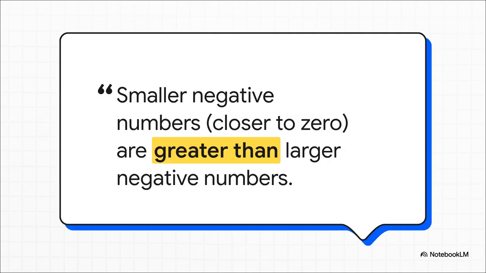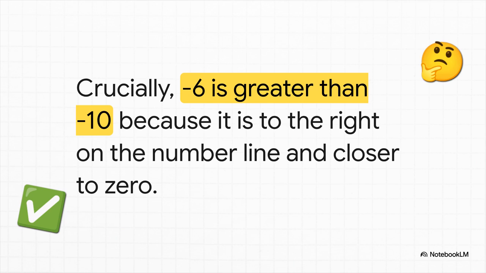And here it is, the key insight that makes it all make sense. Smaller negative numbers, and by that I mean the ones that are closer to 0, are actually greater than the larger negative numbers that are way far away from 0. So the bottom line is, -6 is mathematically greater than -10. And why? Because if you picture that number line, -6 is to the right of -10. It's less negative, which means it has a greater value.